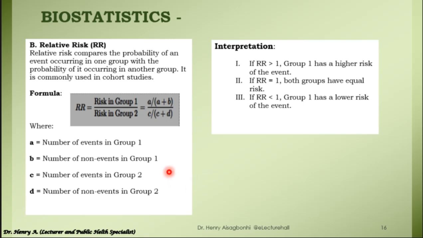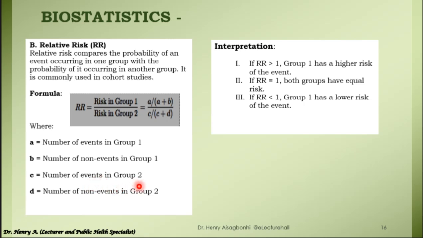So at this point, this is the column, and this is the row this way. Then you have C divided by open bracket C plus D, and A divided by open bracket A plus B. So number of events in group 1, that is A. Number of non-events in group 1, that is B. Because this is the event, and then this is not event.